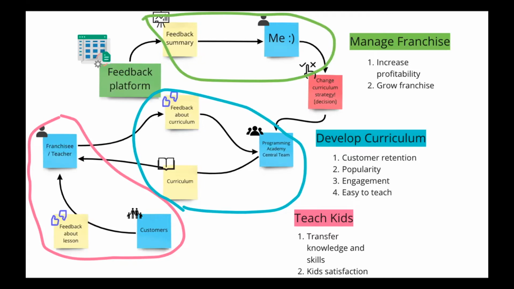And another one, on the last one on top, you have a circle around feedback summary, around me, also my co-owner should be there. It's about managing the whole business, managing the franchise, and the outcome is increased profitability, to grow the franchise.